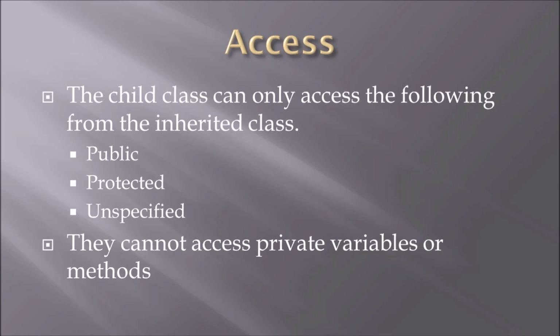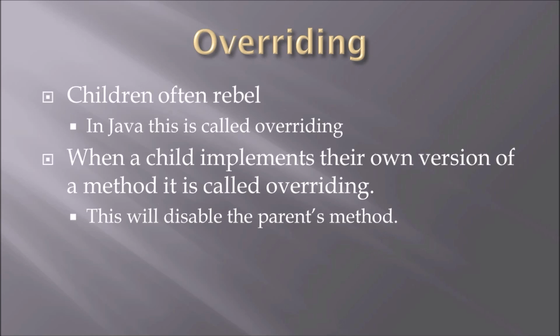The child class can only access public, protected, unspecified variables and methods in the class. It cannot access private variables or methods. The private variables and methods are there. So if you call a function that's in the parent class, then the parent class will have access to it, but the child class cannot directly access private variables or methods.